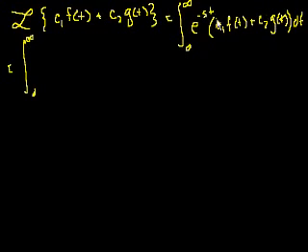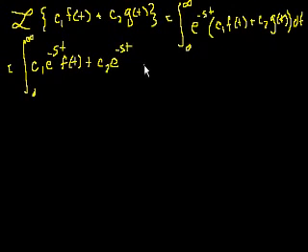Let's just distribute the e to the minus st. That is equal to c1 e to the minus st f of t plus c2 e to the minus st g of t, and all of that times dt.